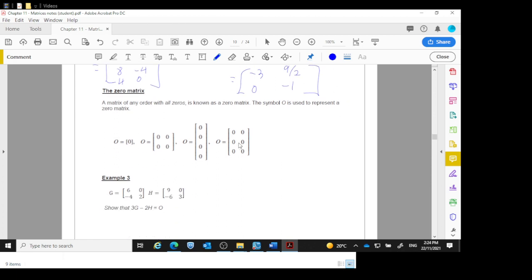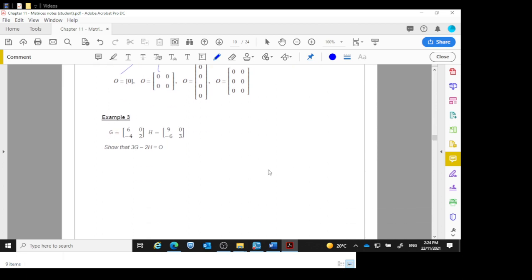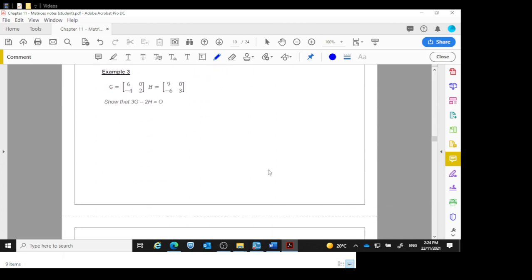The zero matrix, as the name suggests, every element, all of them are 0. Every single one of them. Example 3 is a show that question. It says there's G, there's H, show that 3G minus 2H equals 0.